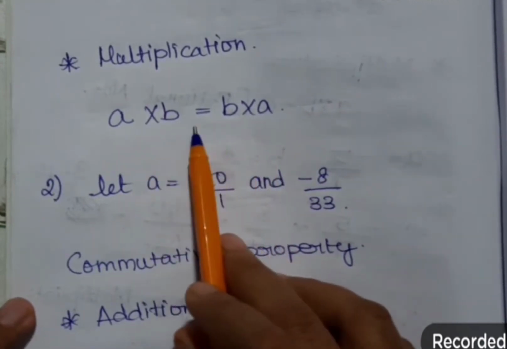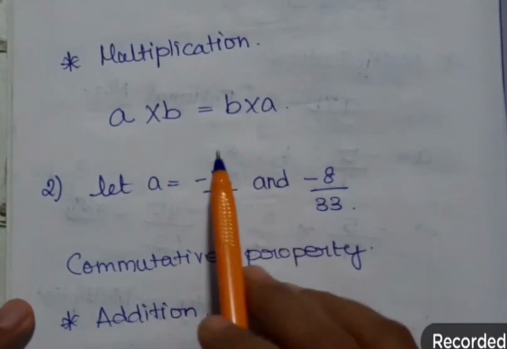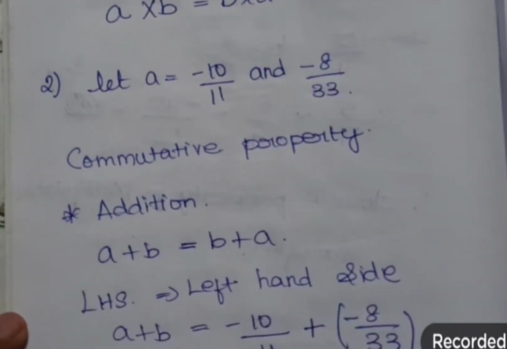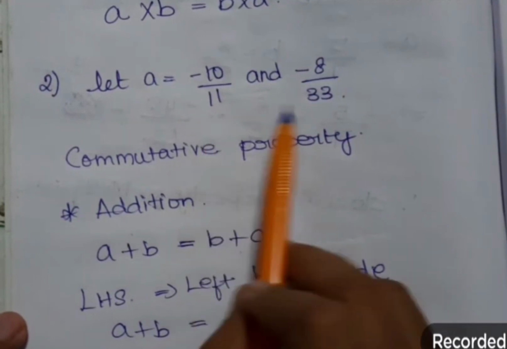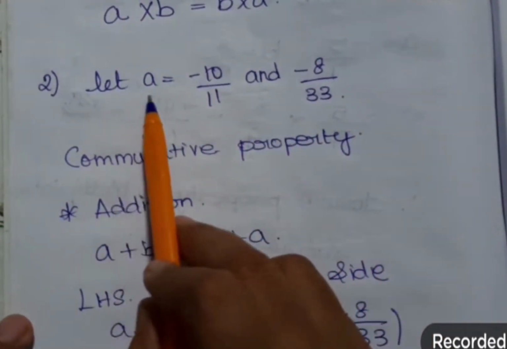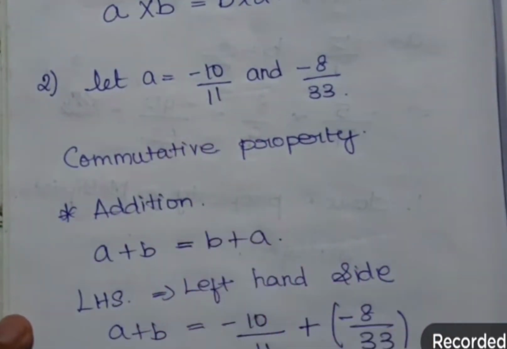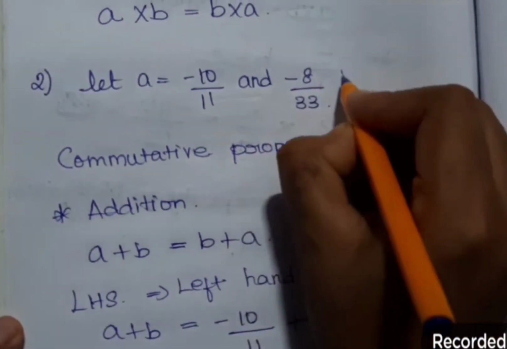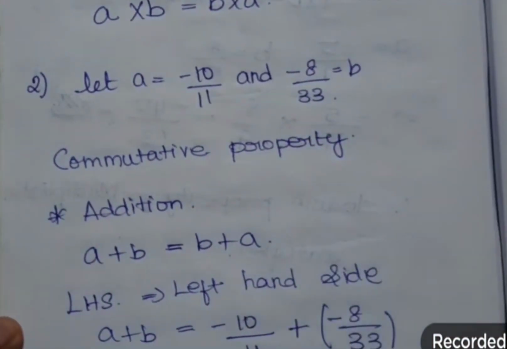Both answers, you have to check whether they are equal or not. That must be equal, then only it is satisfied for commutative properties, otherwise it is not satisfied for commutative properties. So, second problem, given values: take a and b. Let a is equal to minus 10 by 11 and b is equal to minus 8 by 33. So this value is b, first value is a.